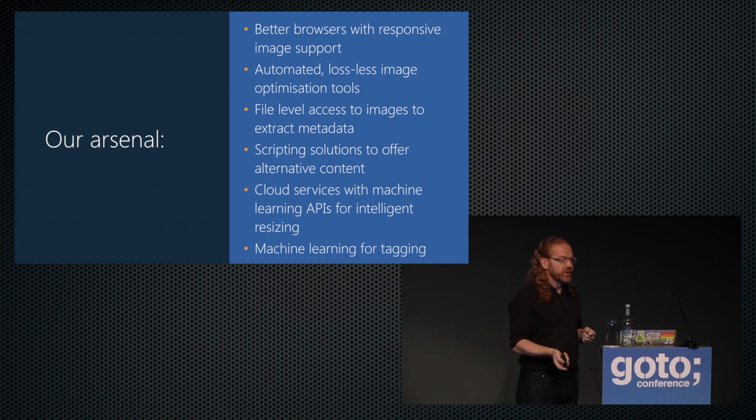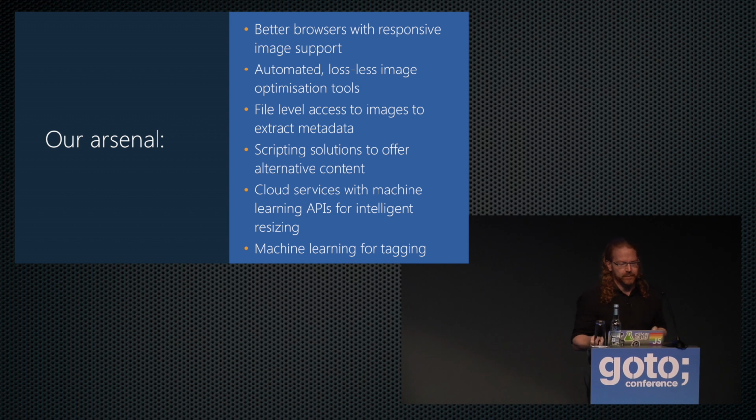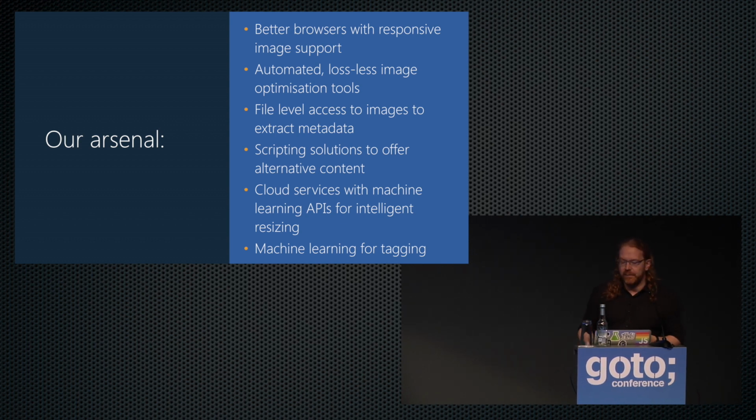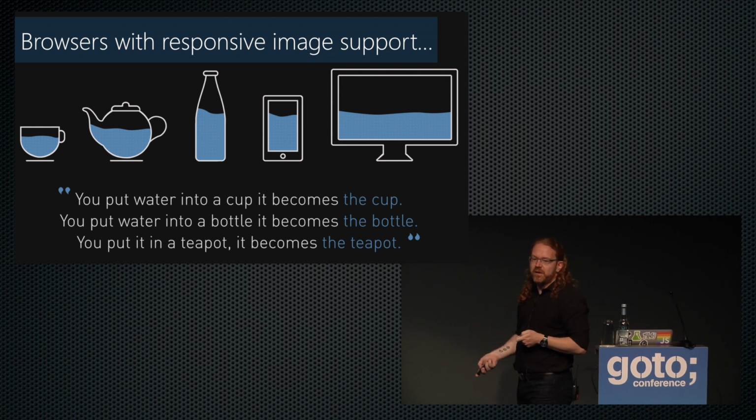Automated lossless image optimization tools, file-level access to images to extract metadata, scripting solutions to offer alternative content, and cloud services, machine learning APIs for intelligent resizing. And I'm going to go through them bit by bit. Machine learning for tagging as well. So, browsers with responsive image support.